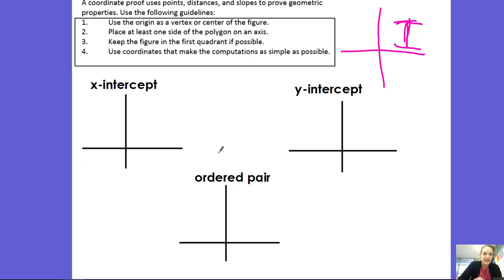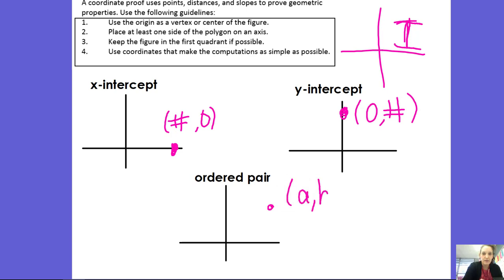Just a refresher, an x-intercept would be on the x-axis. It's a number, comma, 0. A y-intercept is on the y-axis. It's 0, comma, a number. And let's say I had some random ordered pair A, comma, B. That means I'm going A units to the right and B units up. So it's almost like I'm creating this little triangle.